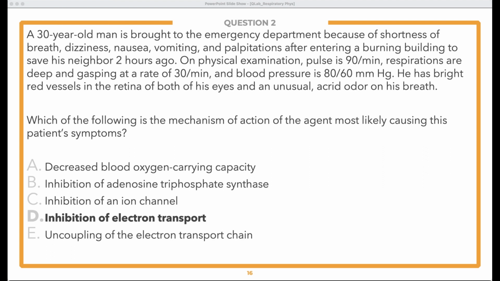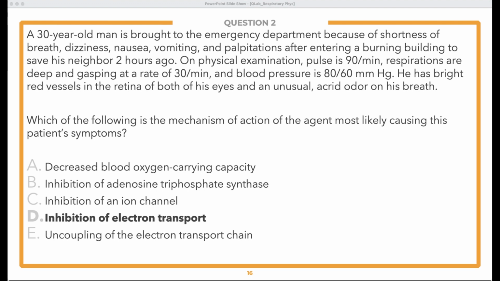Let's go through the other options really quickly. Uncoupling of the electron transport chain, again, that's not the answer. That's not how cyanide works. There are some other uncoupling agents that work that way. Again, those are lower yield, not worth our time memorizing these other drugs that we don't use anymore.